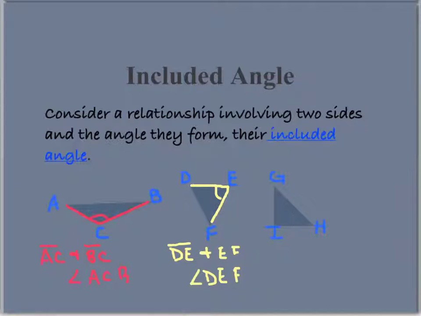Okay, let's do one more, just so you get a really good definition of what the included angle means. Let's try GI and IH. Between sides GI and IH, the included angle is GIH. Oops, not GIE, but GIH. Okay? Alright, so make sure you've got a good definition of included angle.